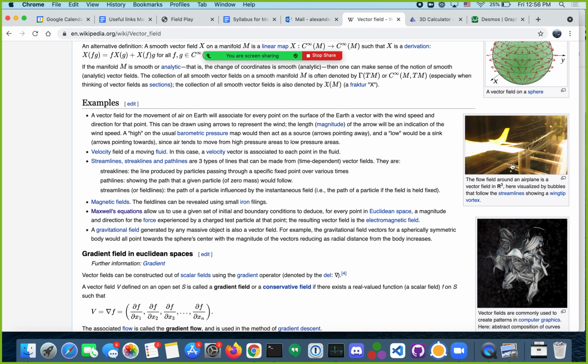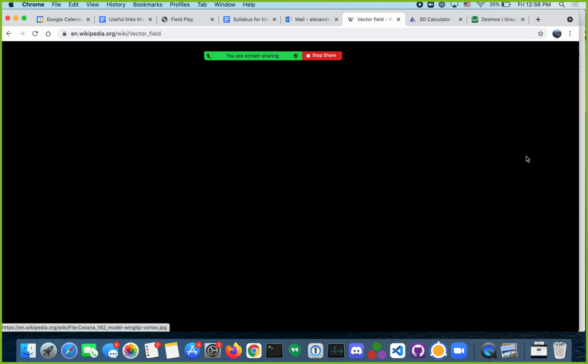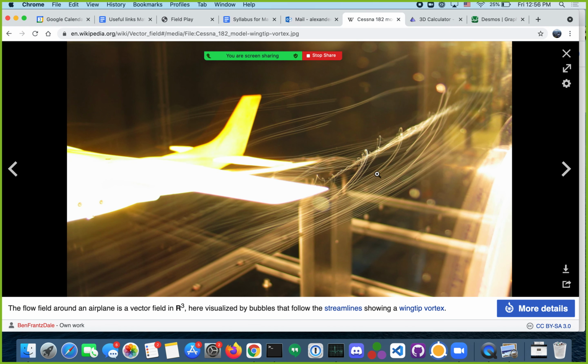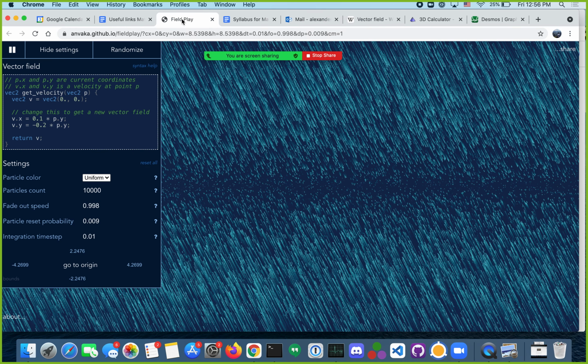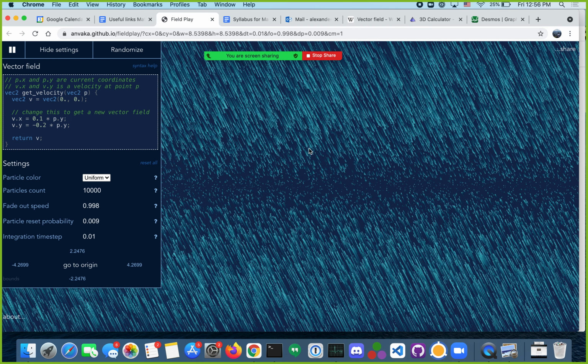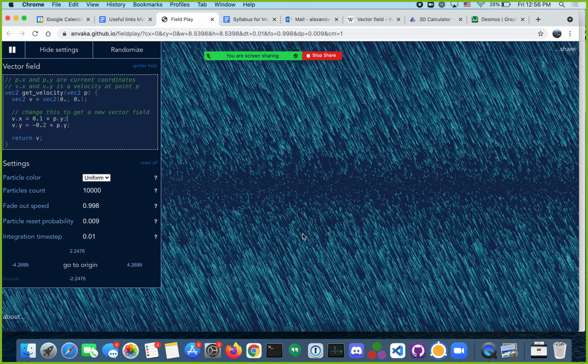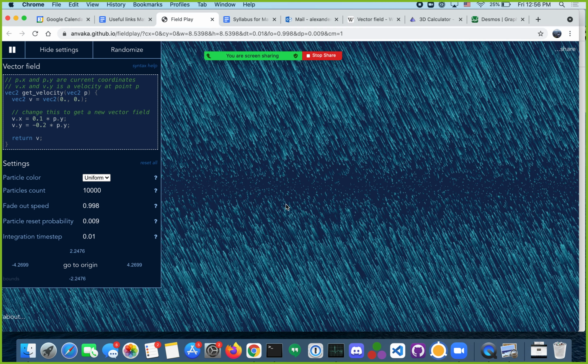The flow field around an airplane is a vector field. Let's look at that. Whoa. That's pretty cool. I did not actually look at this Wikipedia page in detail, but these are actually called integral curves. We'll learn about that later. Let's look at this, field play. Okay, so here's a vector field, sort of visualized by, at each point, moving in the direction of the vector.